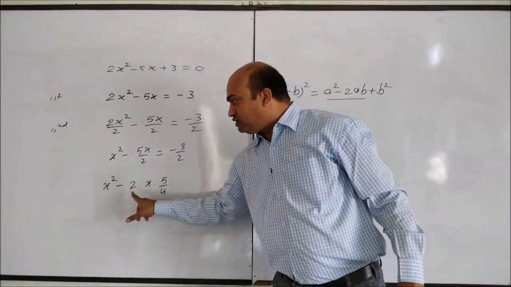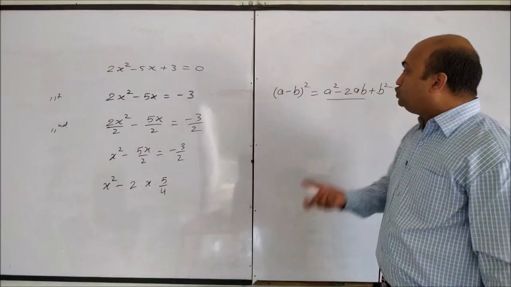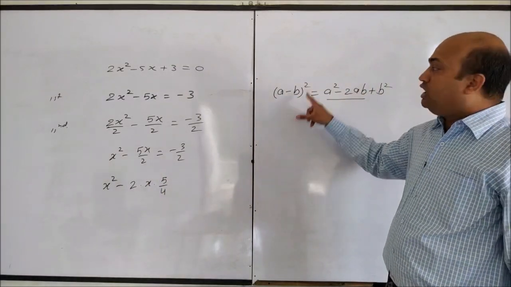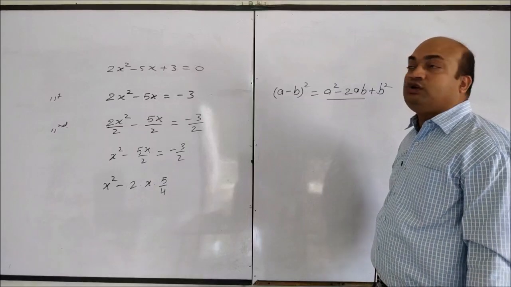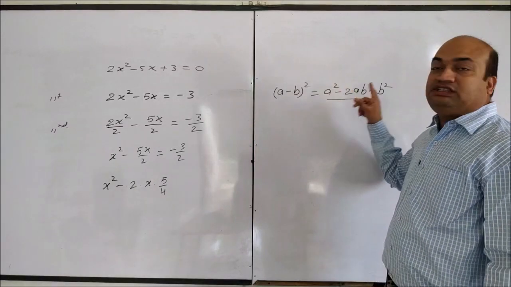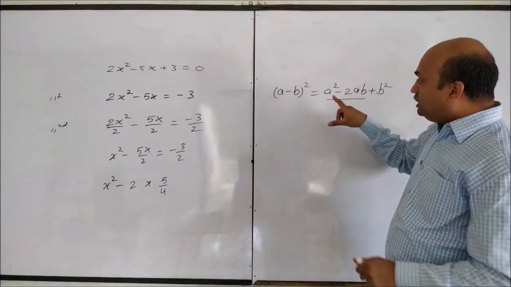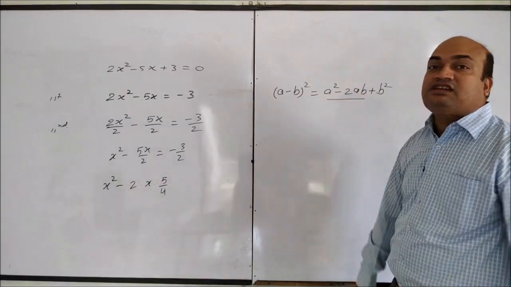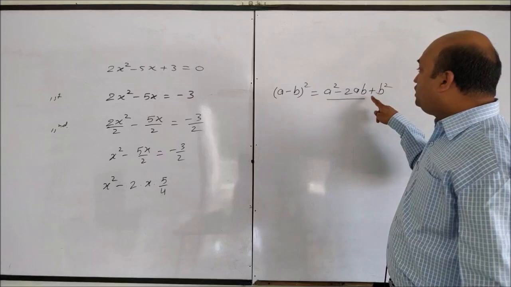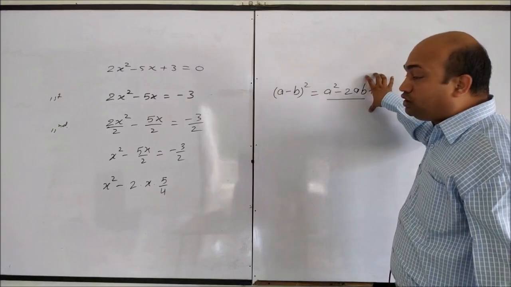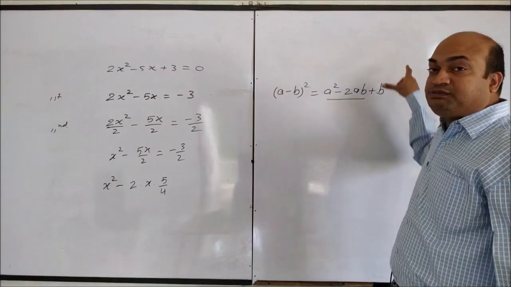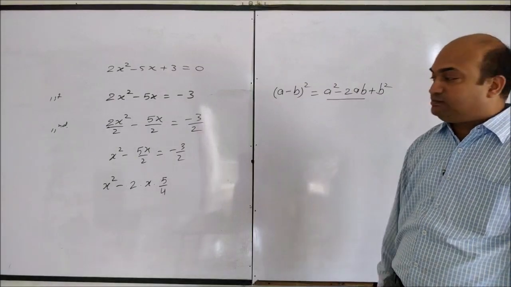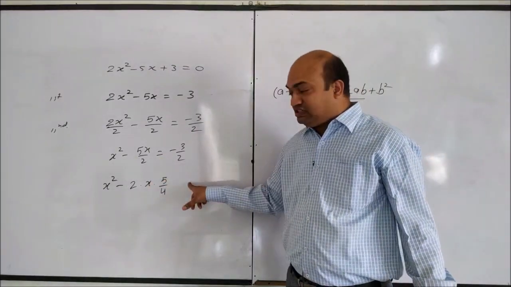But these two terms now are the two terms of our formula of a minus b whole square. That is a square minus 2ab plus b square. Here we have a is x and b. What is b? B is here 5 by 4. Now we need plus b square more, because in the formula plus b square exists. Here we don't have plus b square.